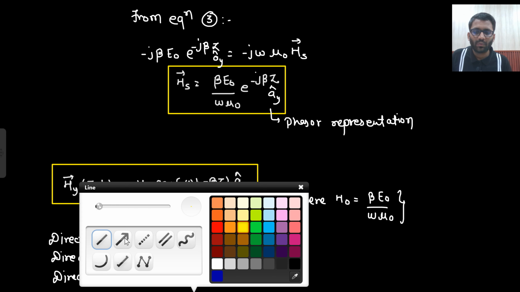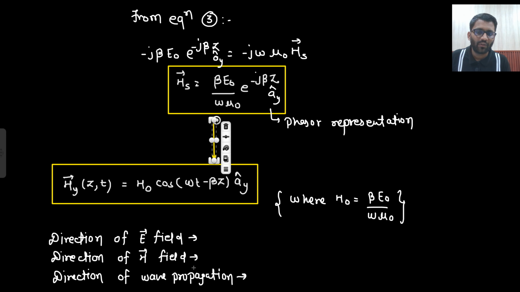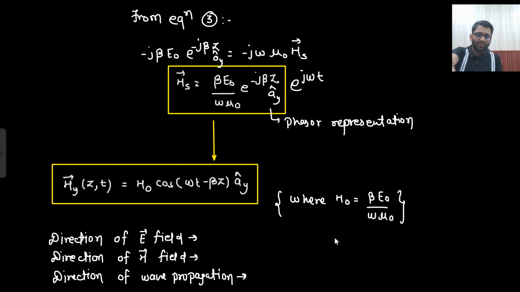So going from phasor to time domain representation, what are you going to do? You are going to multiply by e to the power j omega t and take the real part. So this is what I have done. From here I am going to get the time harmonic vector field. So from phasor representation, how can you get the time harmonic vector field? You multiply by e to the power j omega t and then take the real part. That's why I said the previous video was very important. And this magnitude I am putting as h naught, so h naught is equal to beta E naught upon omega mu naught.